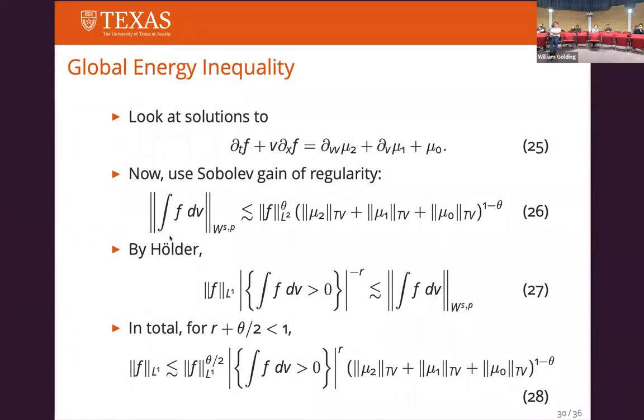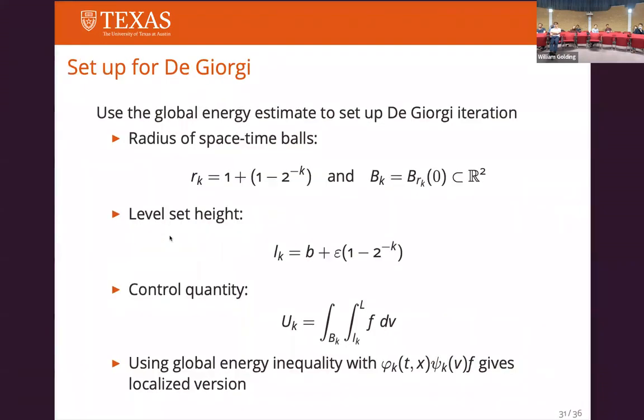So if you're familiar with De Giorgi, what you want to appear is a control quantity to a power and something that looks like a level set thing to another power, where the sum should be bigger than 1. Here it's less than 1 right now. So that means we have to gain something from these measures, so that in total we have the power greater than 1.